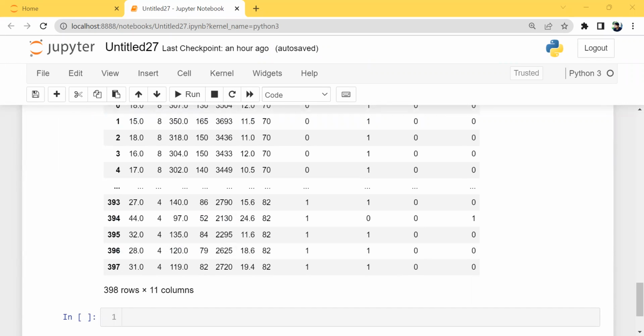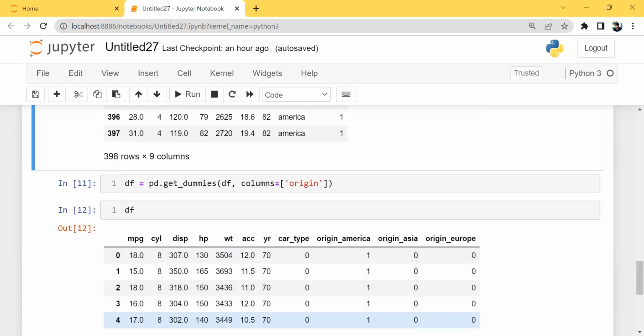So the disadvantage is that you will end up creating as many columns as there are subcategories of a column. The advantage is there will be no order among the data. When you apply dummy encoding, America means one, Europe means two, and Asia means three, but those are not related to any particular order. They are not in ascending or descending order. And this results in the curse of dimensionality.